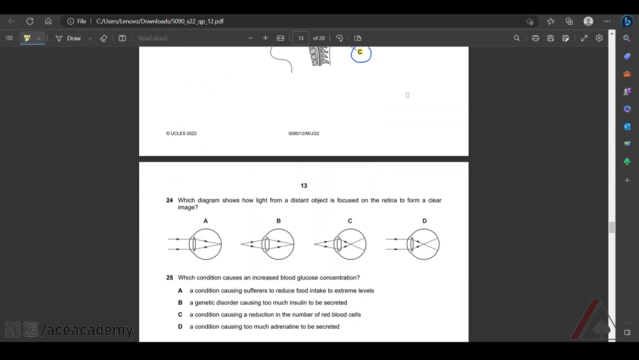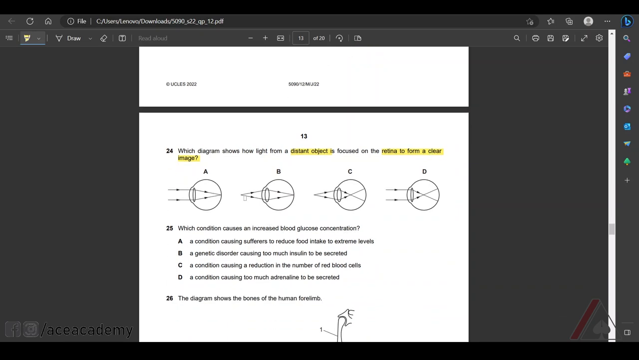On to our next question. Which diagram shows how light from a distant object is focused onto the retina to form a clear image? The keywords in this question are distant object and that we need to form a clear image. So let us look at diagram A. Okay, the light rays seem to be coming from a distant object. That part is right. And they are refracted so that the light rays converge exactly on the retina. This seems like an accurate diagram, but still, we'll look at the other options.